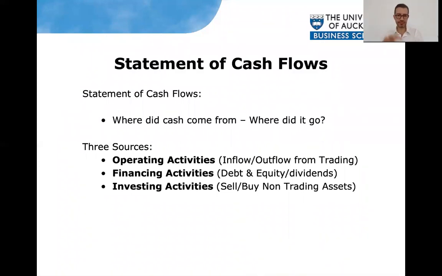You can divide your cash flow in three types of activities. The first one is operating, which means any cash that comes and goes for your trading. For example, if you're selling products, everything related to buying raw materials, selling your products, paying your employees, whatever related to your business in the strict term.